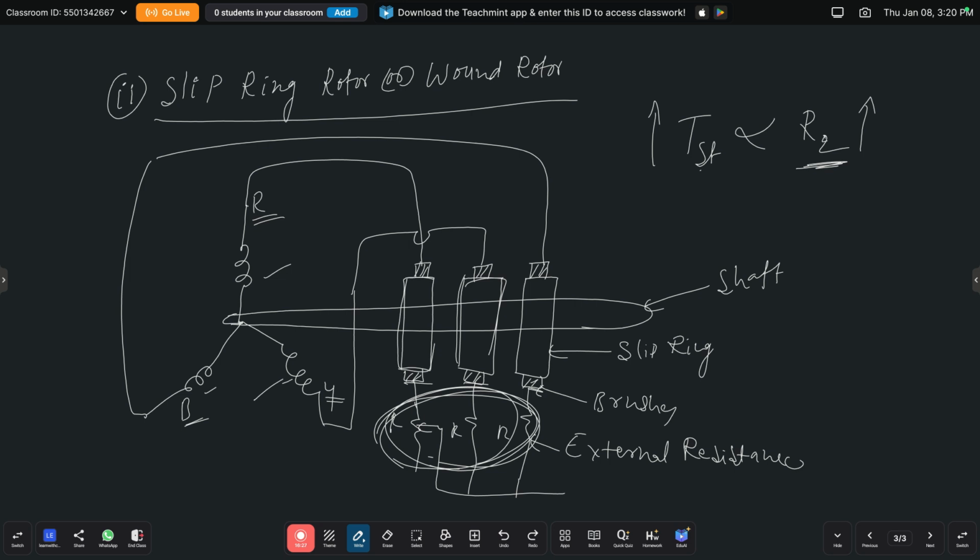This is the construction of the three-phase induction motors. Construction of the three-phase induction motors has two main parts, one is the stator and the other is the rotor. Based on the rotor construction, these induction motors are classified as squirrel cage induction motors and slip ring induction motors. These two classifications are based on the rotor construction.